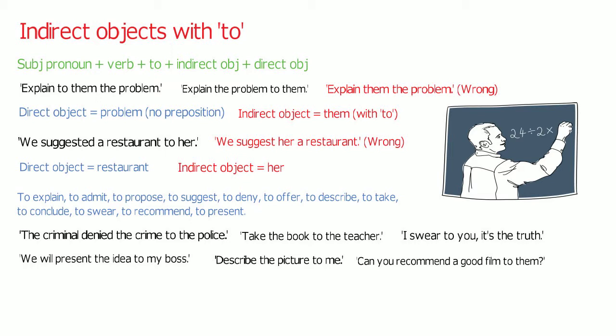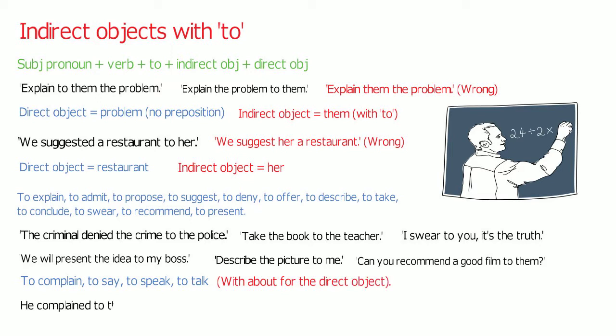Other verbs with to before the indirect object include to complain, to say, to speak, and to talk. These all use about for the direct object. For example, he complained to them about the exam.